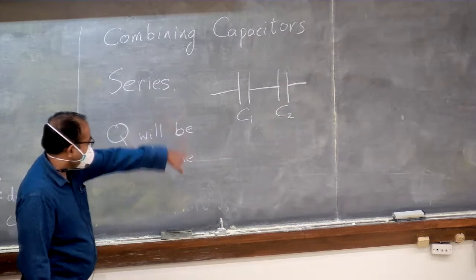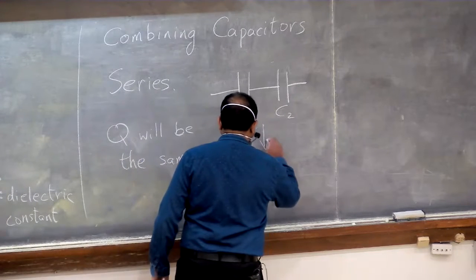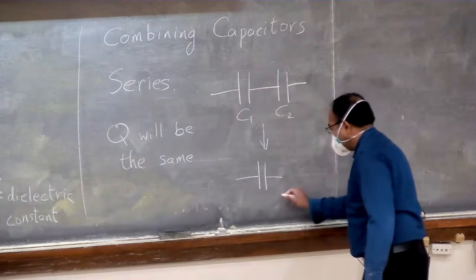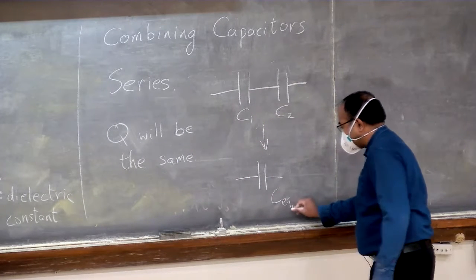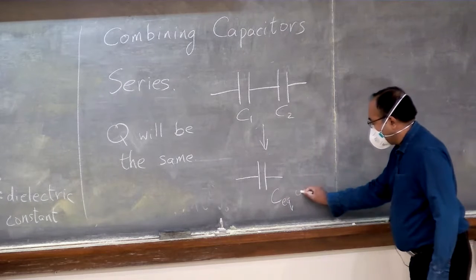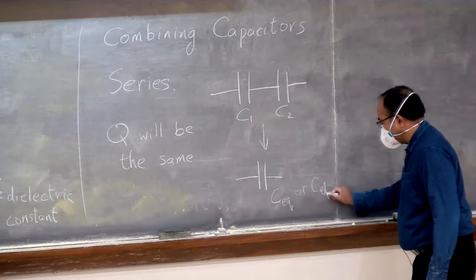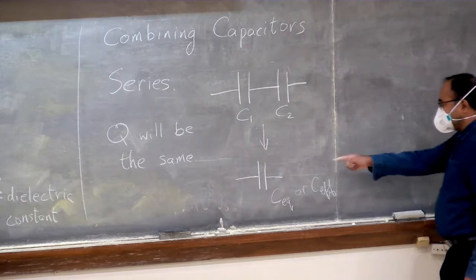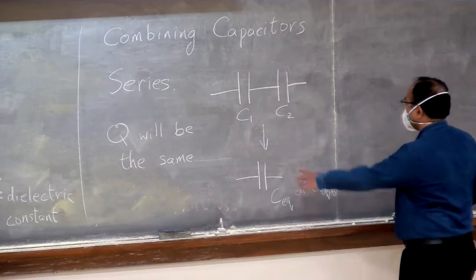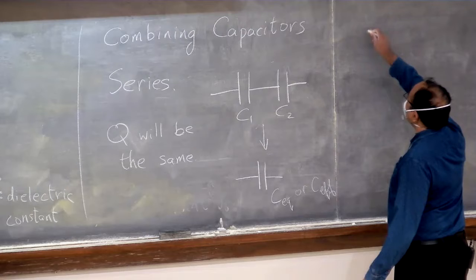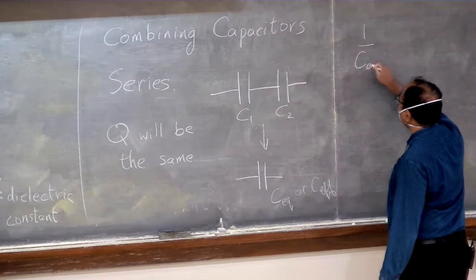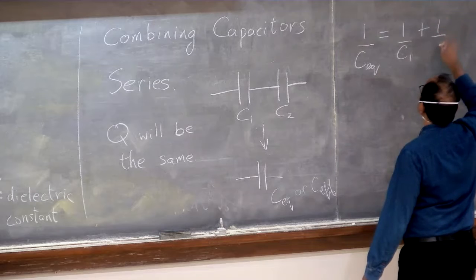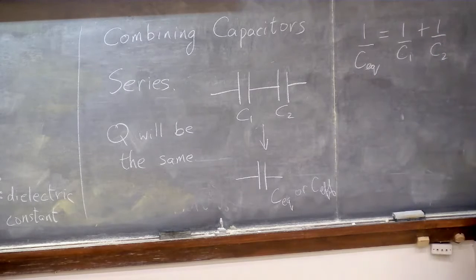And if we want to replace these two with a single effective capacitance, or equivalent capacitance, you'll sometimes see this written as C equivalent, C_eq, or C effective. What helps us replace these? It turns out to be 1 over C equivalent equals 1 over C1 plus 1 over C2.